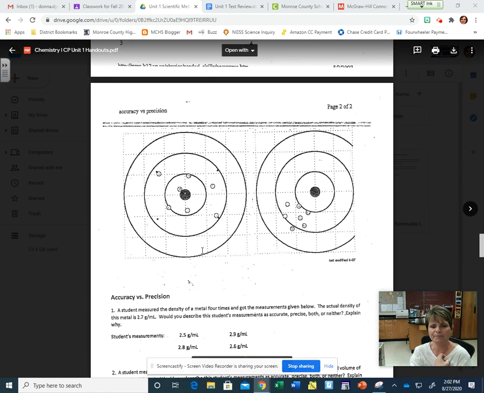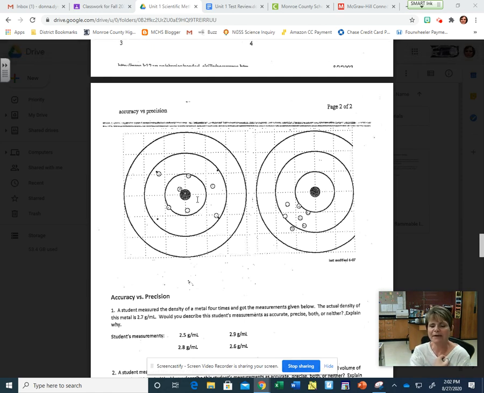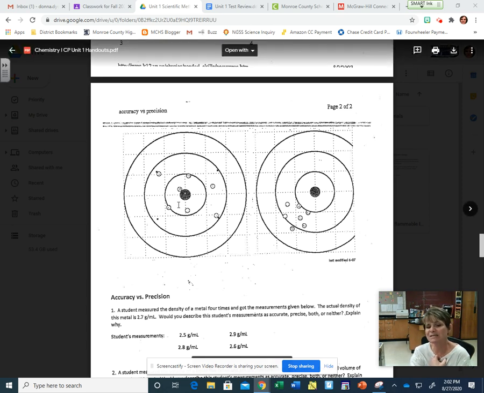Moving on to this one. Okay, we see here that some of our measurements are close to the right answer, so they are accurate, but they're all not close together, so they're not very precise. So we have some accuracy here, but not precise.